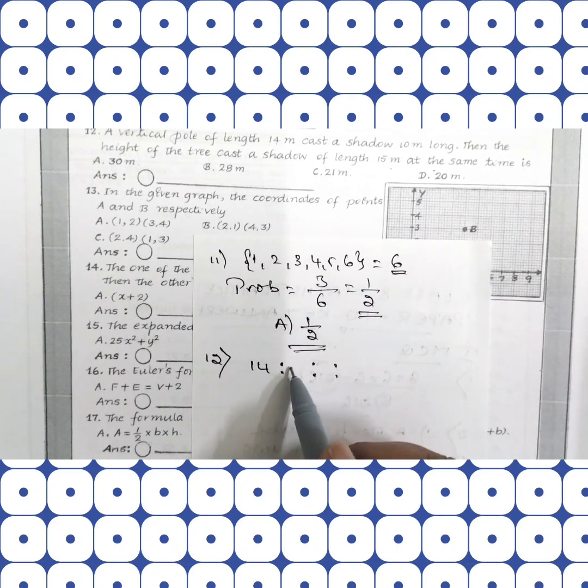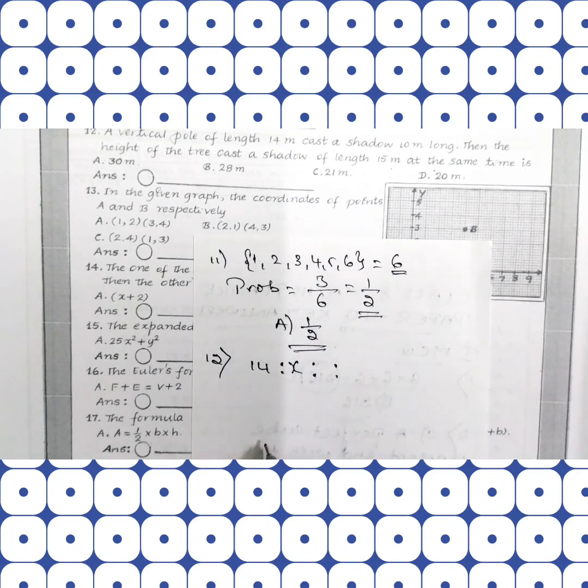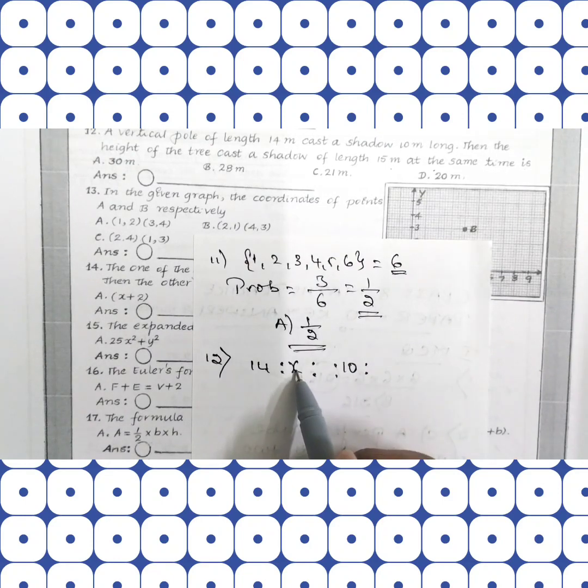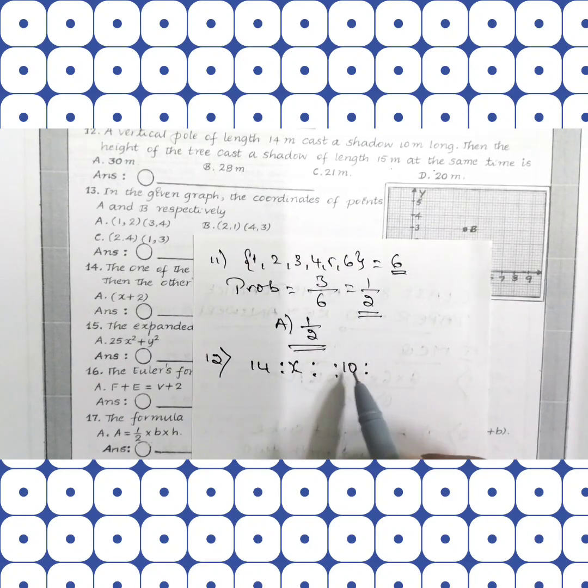Next, here we have to find out what is the length of the tree. So let the length of the tree be x. A 14 meter length pole will cast a shadow of 10 meter. Therefore, an x meter height tree will cast a shadow of 15 meter.